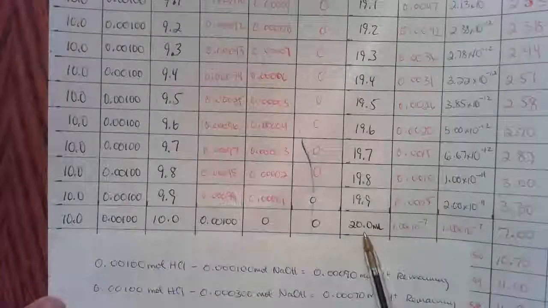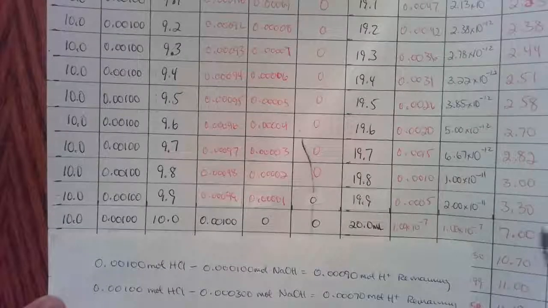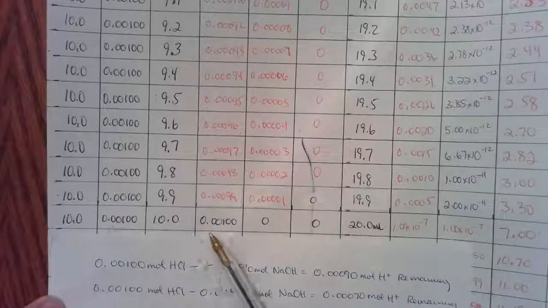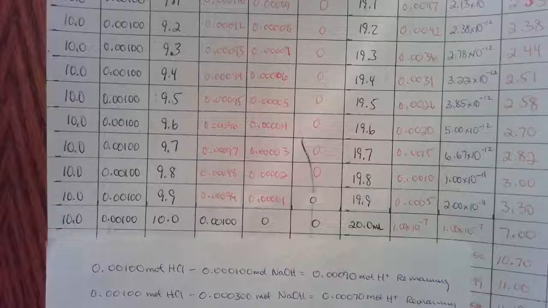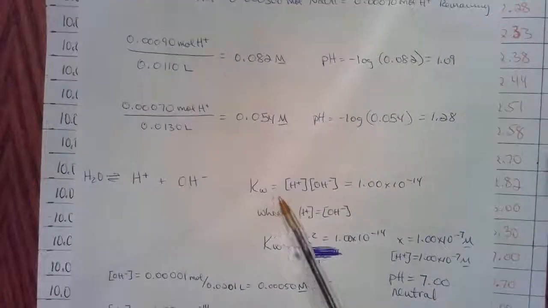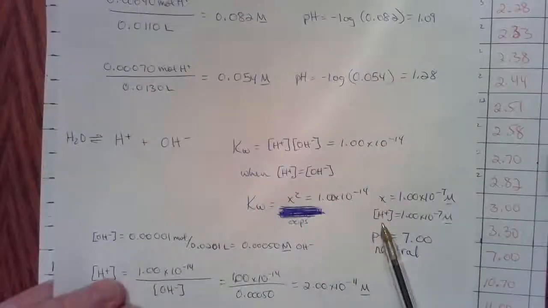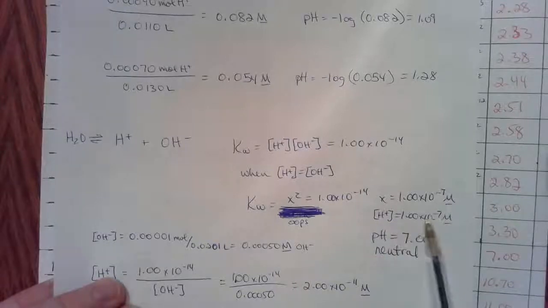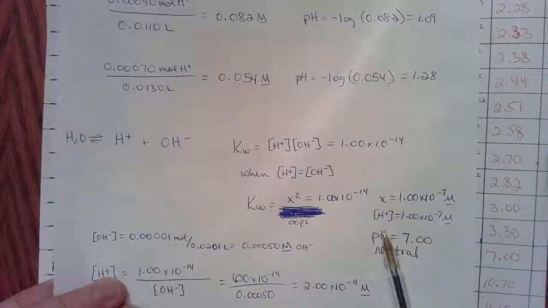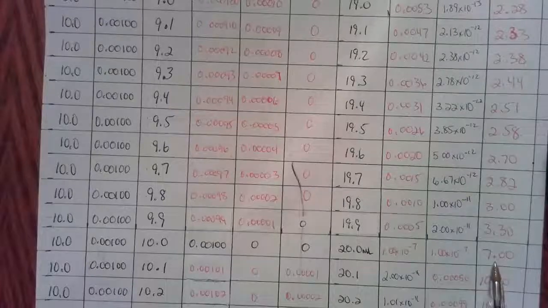20 milliliters is the total amount added, but notice the pH is 7. Why is it 7? Well, the acid and the base have neutralized one another, leaving only water. And according to our autoionization of water, we should get a hydrogen ion concentration of neutral water to be 1 times 10 to the minus 7, which gives us a pH of 7. So both of these are filled in as 10 to the minus 7. Get a pH of 7.